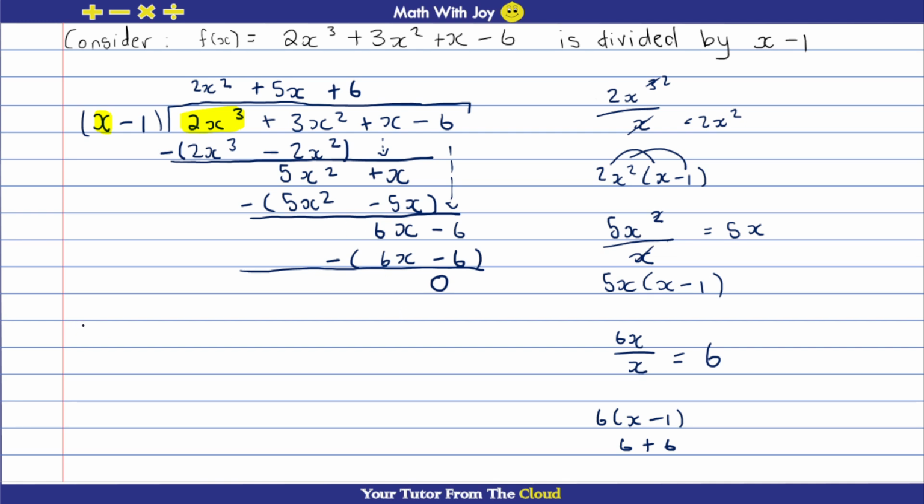So that means that our function f of x equals 2x cubed plus 3x squared plus x minus 6 can in fact be factorized. We need to take this bracket that we were dividing with, x minus 1, and we take the answer that we got there at the top, which is then 2x squared plus 5x plus 6.